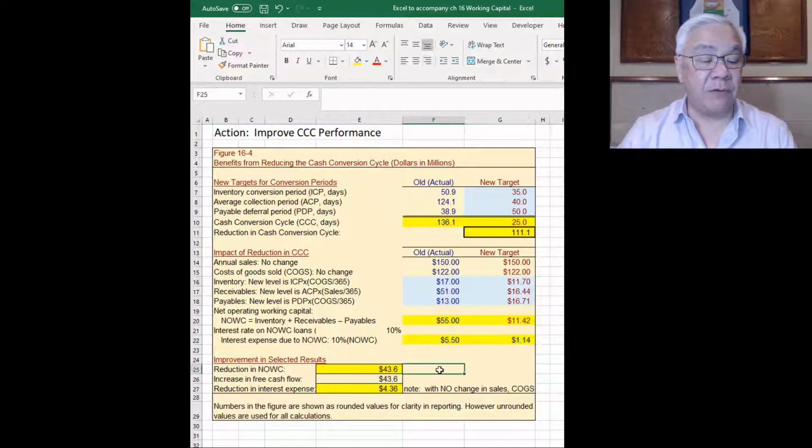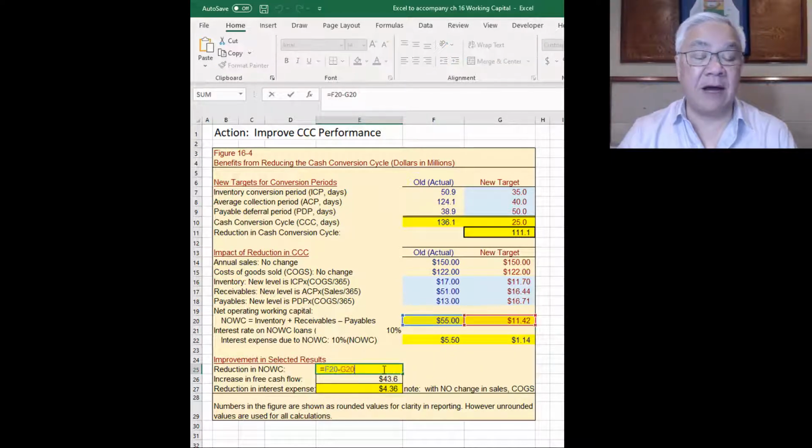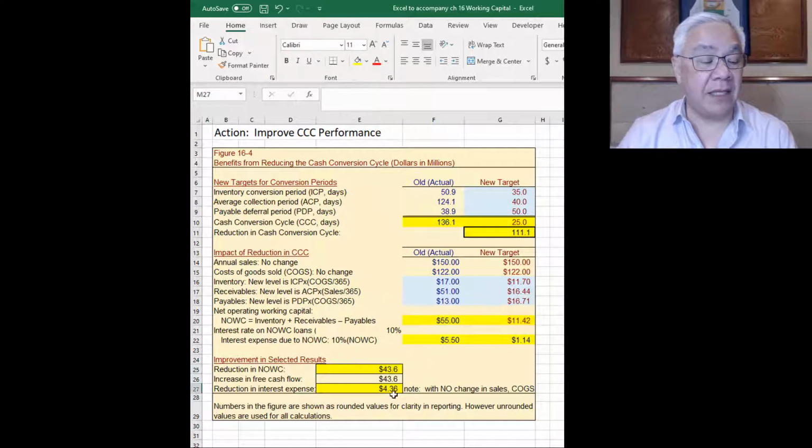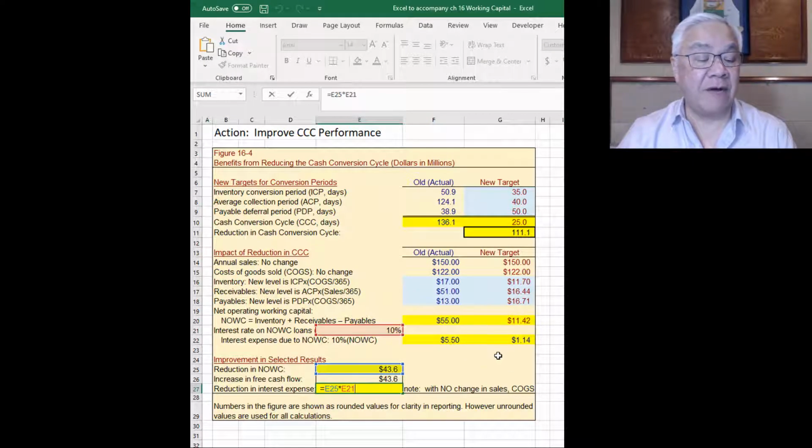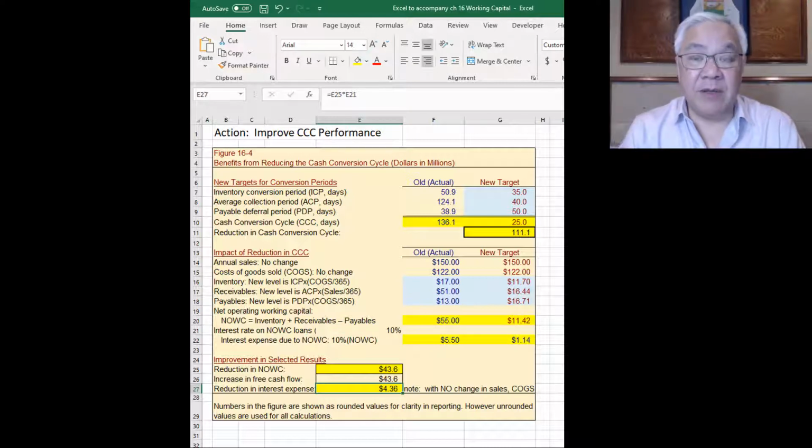Here's a summary of what we have. The reduction of working capital is 43 million. That's the difference between the 55 and the 11. And then the savings in interest expense is the difference between the 5.50 and the 1.14. So we'll save $4 million. Now, nothing fancy here. We didn't sell more products. We didn't manage our costs to have higher net income.